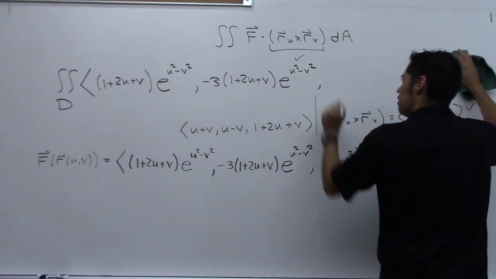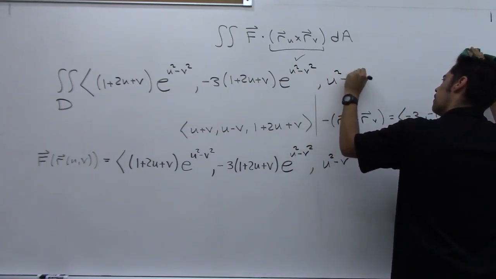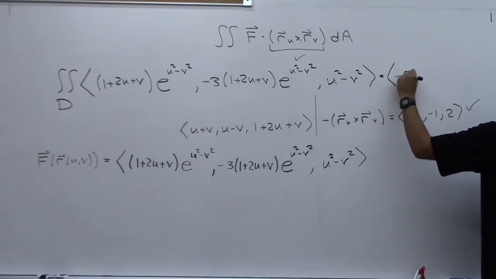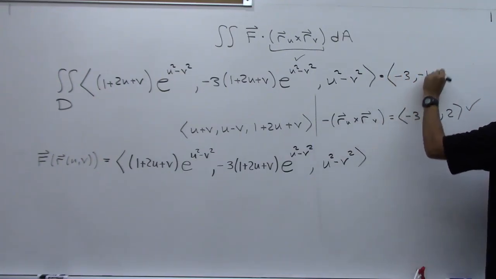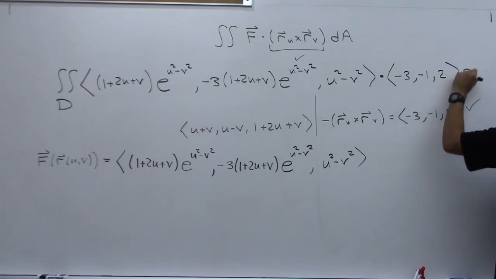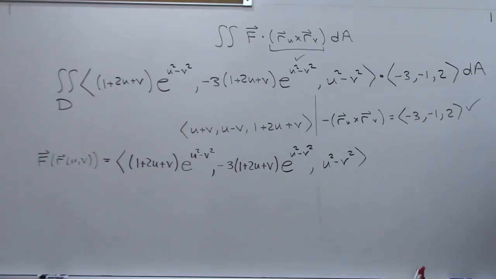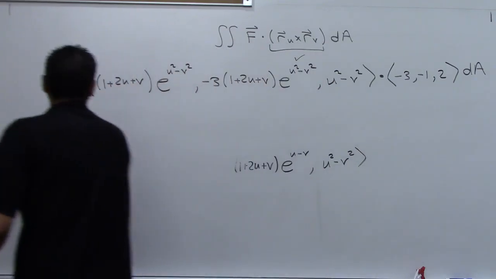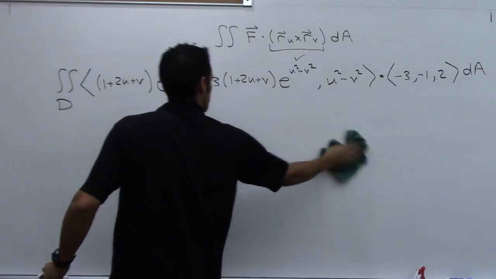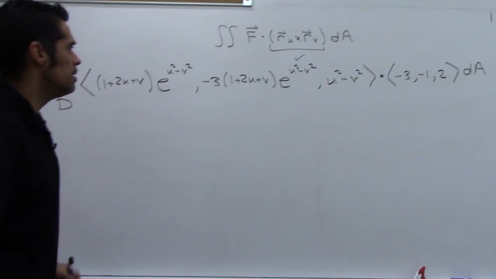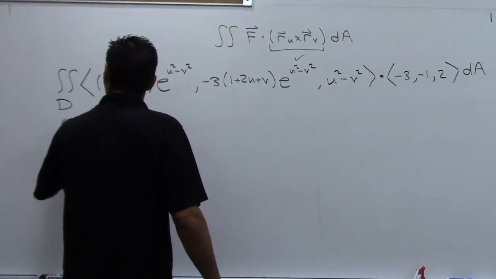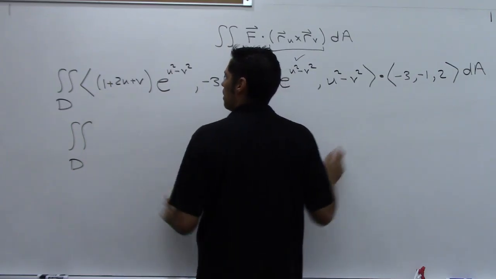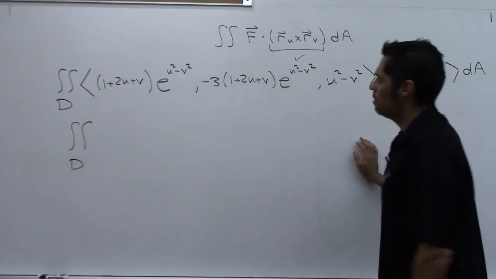Okay, getting there, and then u squared minus v squared. I want to dot that with this vector, which is negative 3, negative 1, 2, and then dA. And hopefully, if we're lucky, the way they made the problem, things are going to get nice here. Let's see. So when I dot negative 3 times this, and then watch.